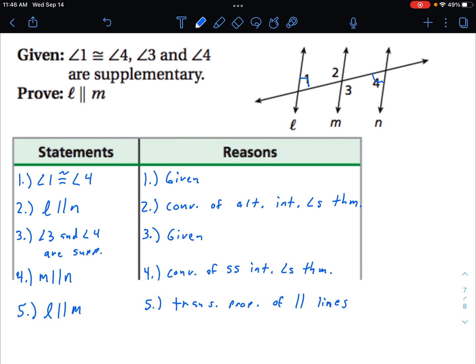So it's the same lesson as yesterday, just in reverse. Starting to use some converse. We did add the transitive property of parallel lines, but ultimately it's pretty much the exact same lesson, just in reverse. So try your homework, bring any questions you have tomorrow.